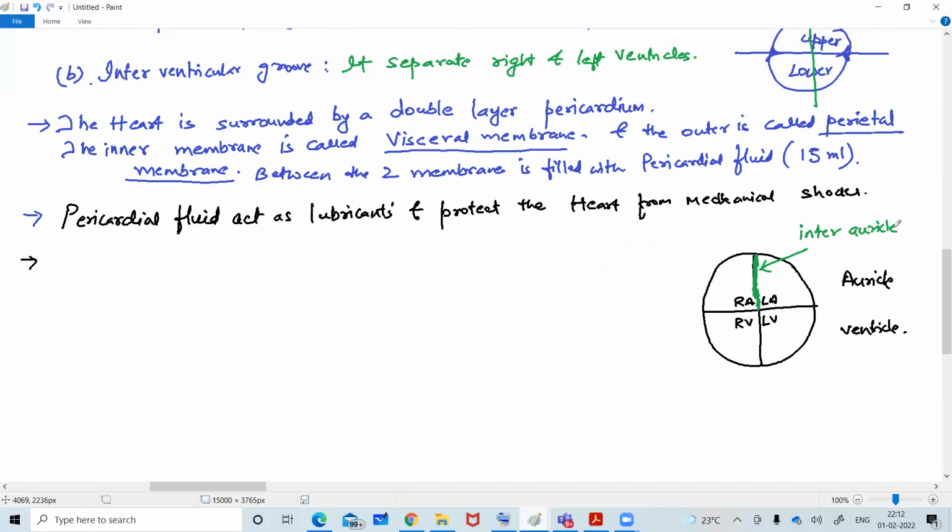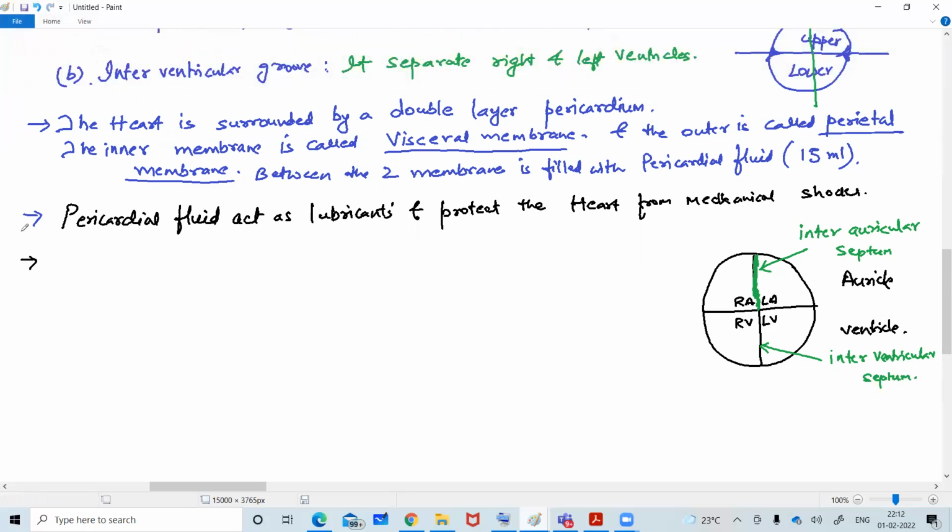Interauricular septum. And in the same way, the lower side is called interventricular septum. Interventricular septum. Like this. They are separated.